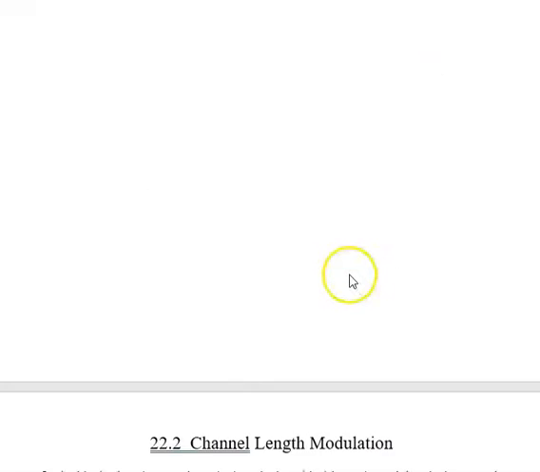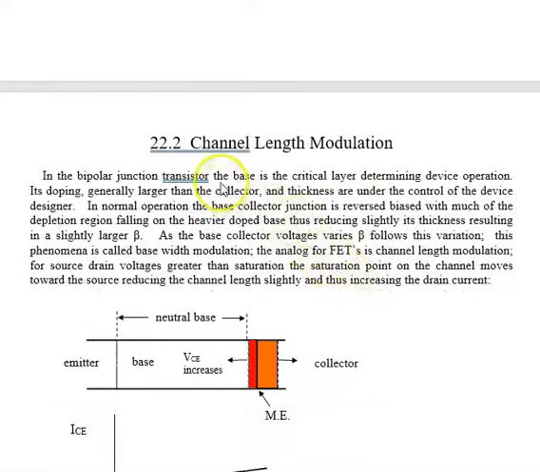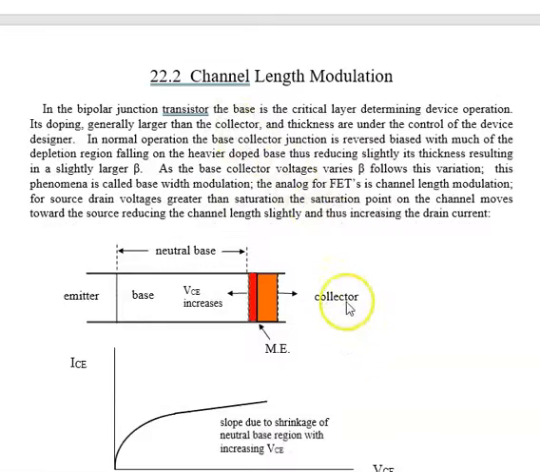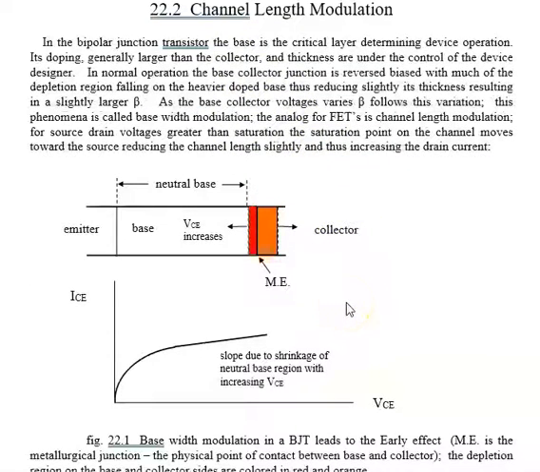So let's get started. We'll be looking at channel length modulation, and to motivate us, we're going to go all the way back to the BJT. The BJT, it's called neutral base modulation. And you remember what happens. This is a PNP device. In a PNP device, we have a forward bias on the emitter base junction.